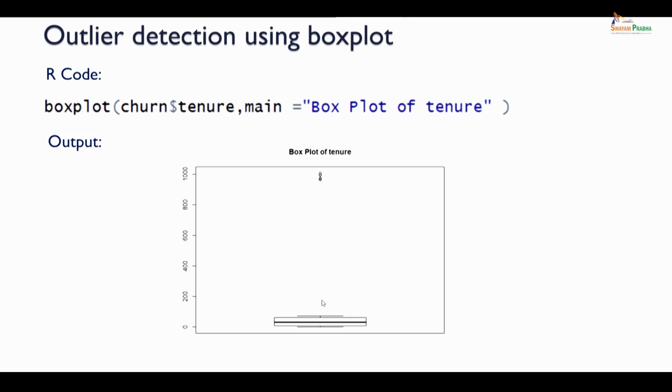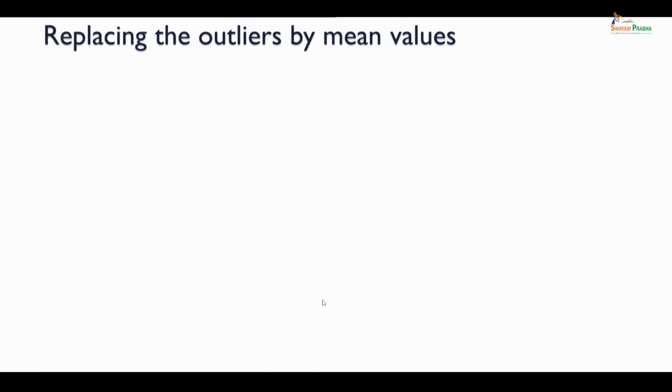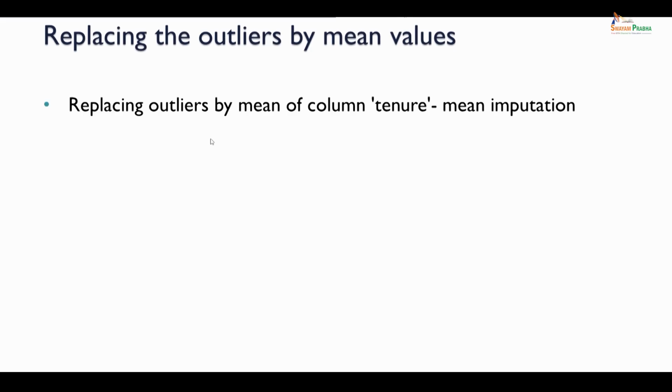So, now let us see how to replace those outliers. We can replace the outliers by the mean value of your column tenure. We have a column called tenure in which we have detected the outliers, which is dragging the range of your tenure a lot. So, we can compute the mean of the column tenure and impute the values in place of the outliers. When we do that, the method is called mean imputation.